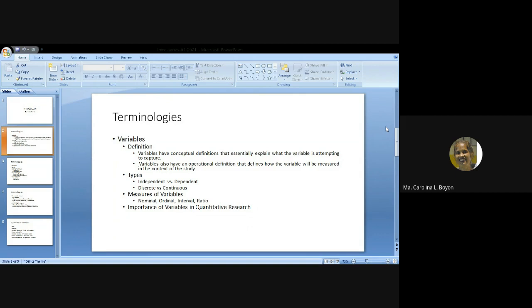So when we look at variables with respect to quantitative research, we get to understand that we will have to measure the phenomenon with respect to a variable that represents that phenomenon. So when we have a clear understanding of what variable can truly represent that phenomenon, then we are properly oriented as to what truly represents that phenomenon.